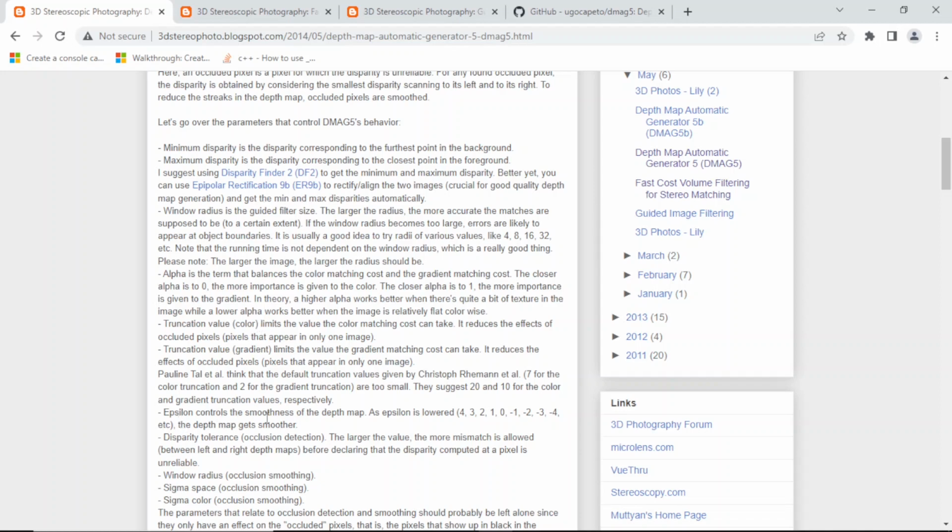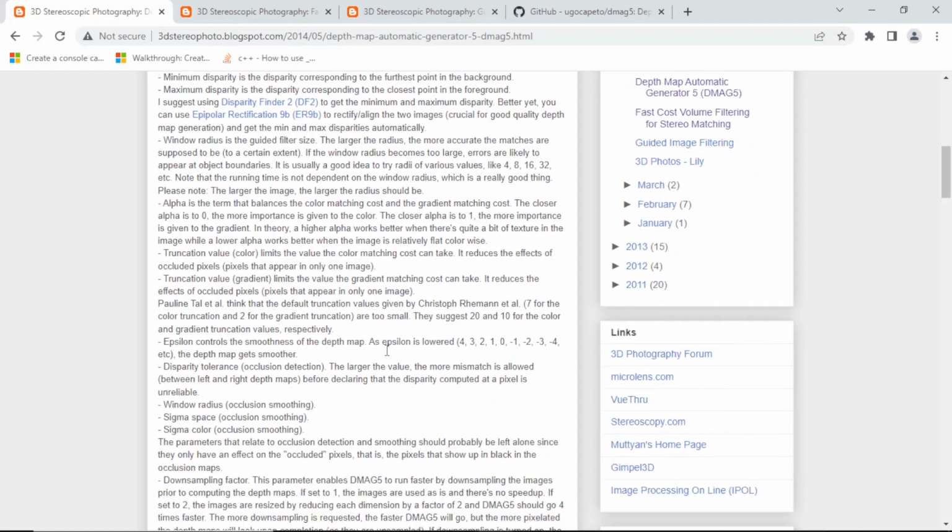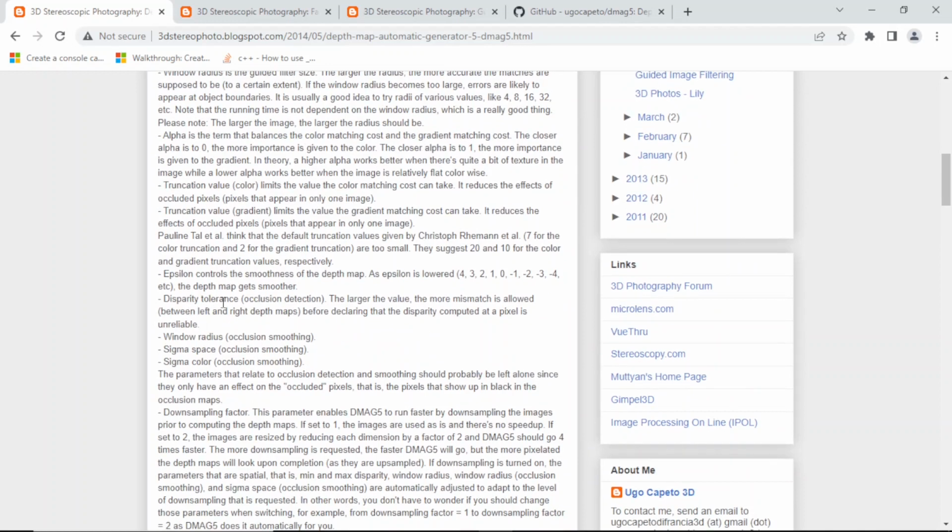Epsilon controls the smoothness of the depth map. As epsilon gets lower, the depth map gets smoother. Then you have parameters that are also in DMAG2, like the disparity tolerance. When you compute the left and right disparities, if they don't match, you mark the pixel as having unknown disparity and use something else to compute the disparity. So disparity tolerance, window radius, sigma space, sigma color, that's all about occlusion. It doesn't really matter that much.